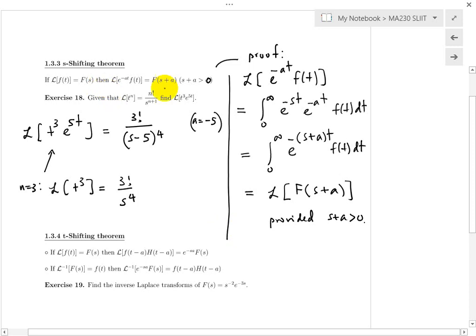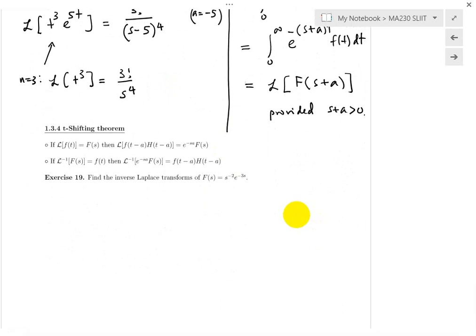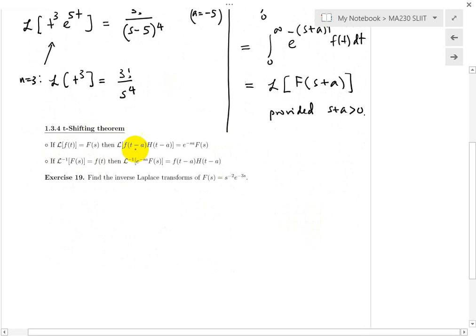Now note that you can express this in either form, as a Laplace transform or inverse transform. So if you have an inverse Laplace transform, and you identify something as F of s plus a, and you know F of s is the Laplace transform of f of t, the inverse Laplace transform is going to be exponential minus at f of t. Okay. So I put it here in one form, but it is valid for both directions.